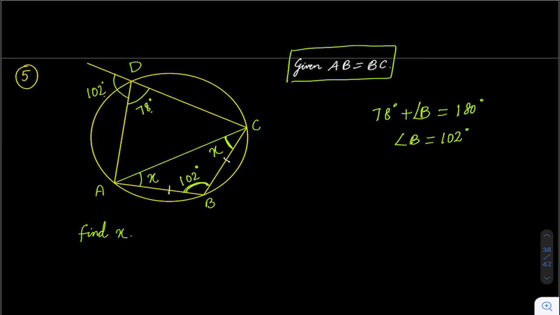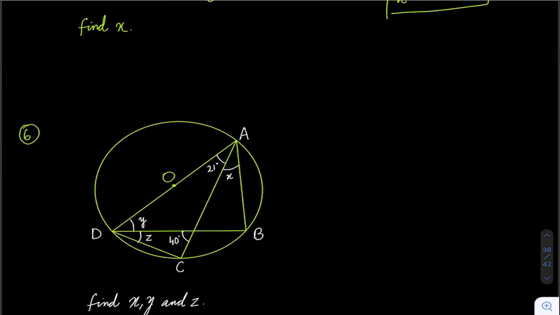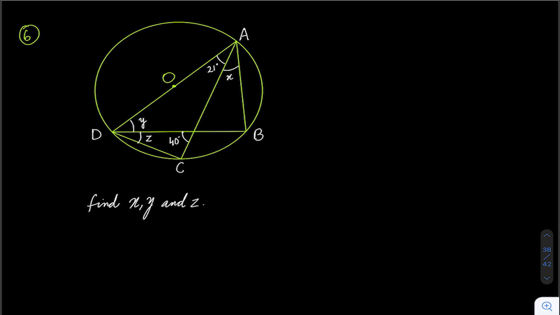Now again you can see this triangle ABC. So I will write x plus x plus 102 degrees equal to 180 degrees. So my x value is nothing but 180 minus 102 divided by 2. That is 39. So that is my x value. Okay, let's move forward. I think a lot of concepts are now clear.